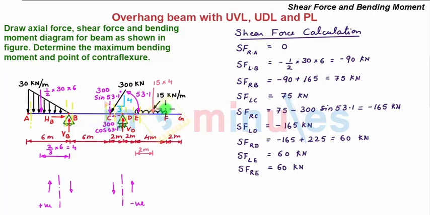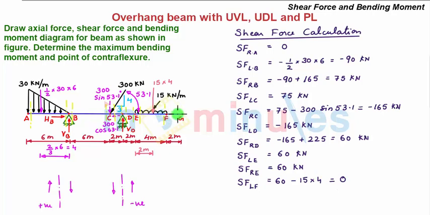Next we move this section towards right and take it towards left of F and very near to it. Shear force towards left of F is equal to, we see that there is an addition of this UDL of magnitude 15 into 4. So we have plus 60 minus 15 into 4, which is equal to 0.